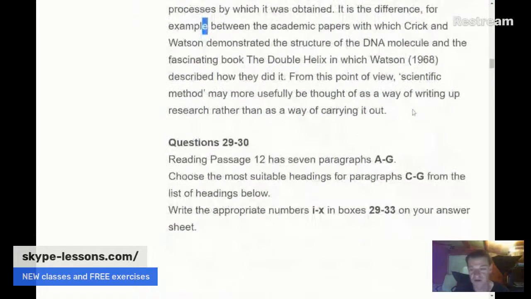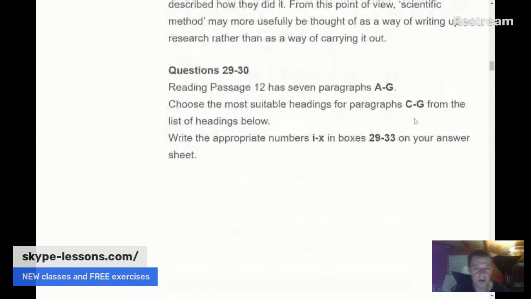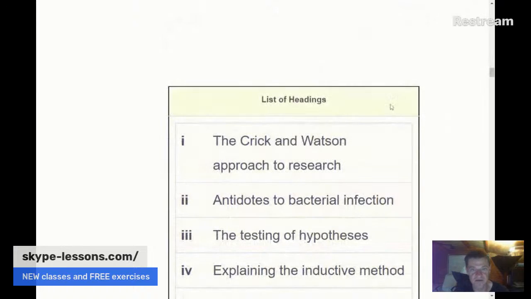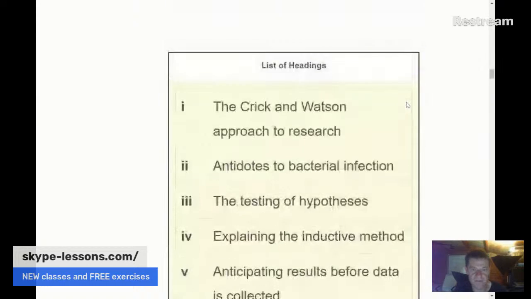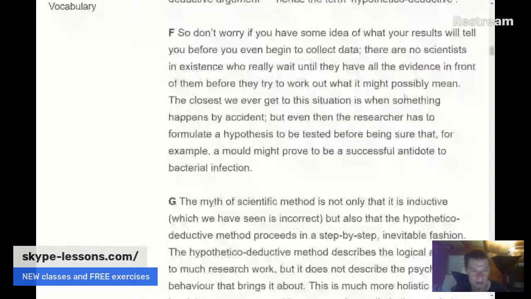Okay, let's get on to the questions. So we're going to put headings first of all for C to G. Paragraph C to G, we've got to give the following headings. So we'll look at these headings in a second. There are 10 of them, and I think I might make the page a bit smaller to do that.